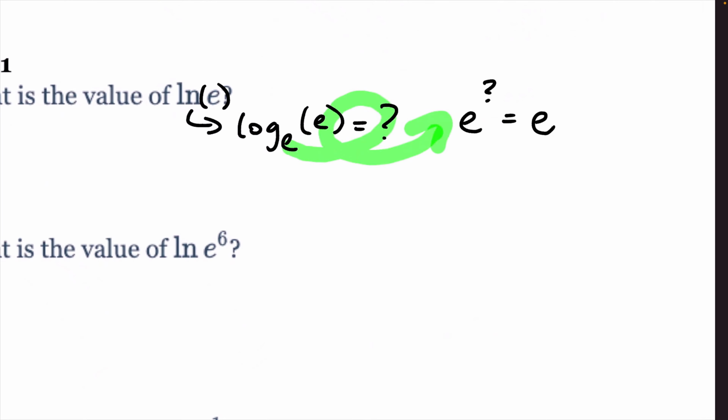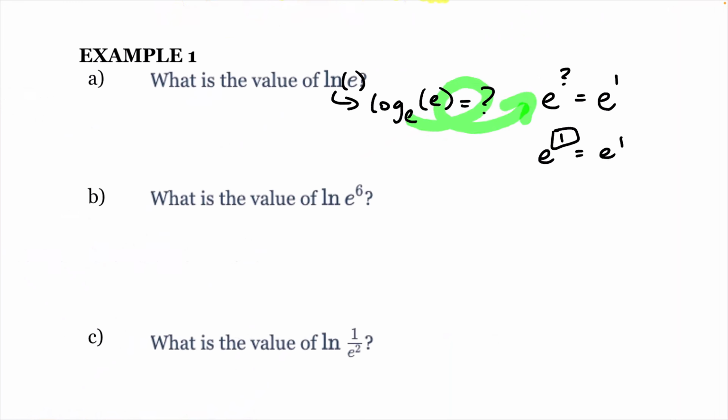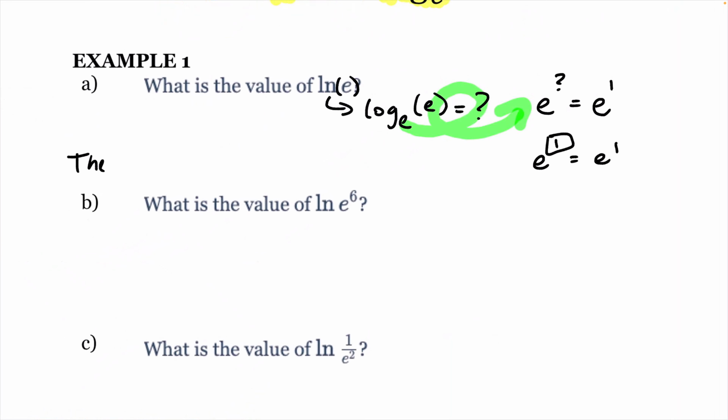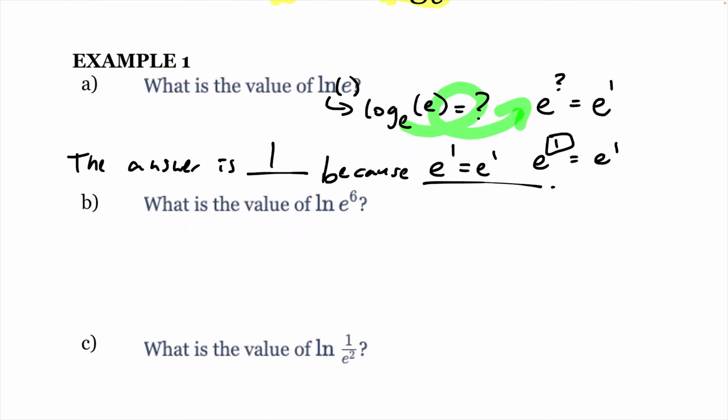So what's the missing power? What power would make them equal? I thought I heard just one, yeah. Because if it's no power, it's one, right? So the missing power is one. I didn't put sentence frames like I did the other day, but if there were, it would say the answer is 1 because e to the first power equals e to the first power.